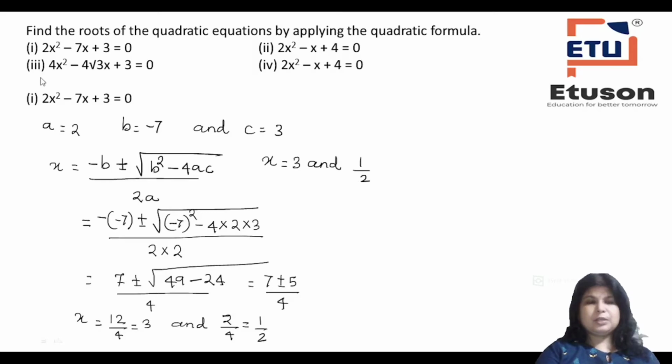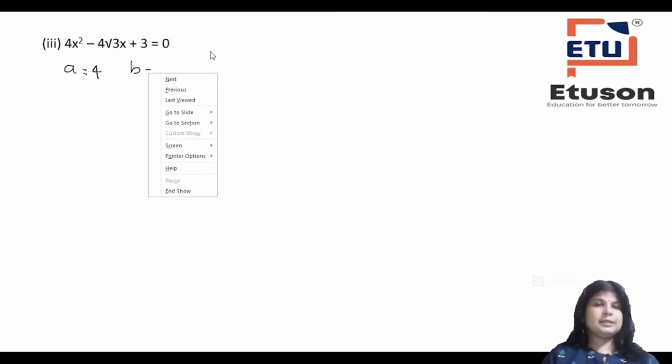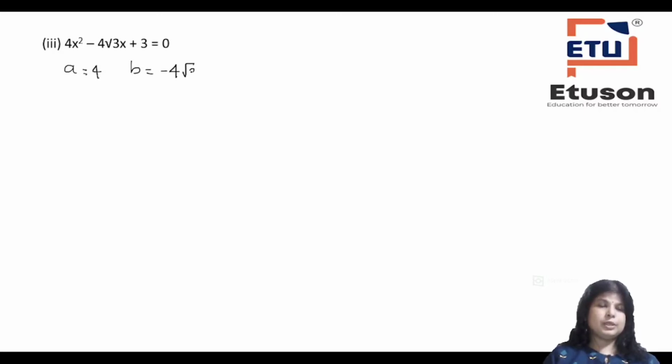Okay. So now let us go to the next problem, that is part 3. Previously we solved it by the completing the square method. Now we have to solve it using the quadratic formula. So let us write down the coefficients. What is the coefficient of x square? It is 4. What is the coefficient of x? It is equal to minus 4 root 3. And what about c? c is equal to 3.